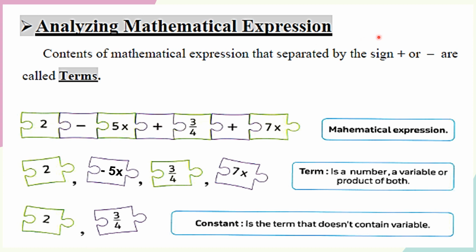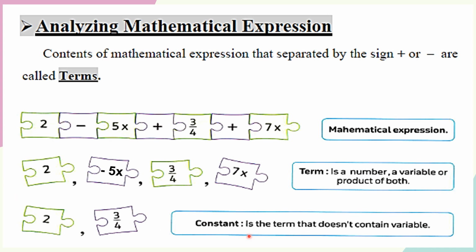Analyzing mathematical expressions. The parts of a mathematical expression that are separated by the sign plus or minus are called terms. If I have here 2 minus 5x plus 3 over 4 plus 7x, this is called a mathematical expression. When we separate it, it will be 2, negative 5x, 3 over 4, and 7x. A term is a number, a variable, or the product of both. So 2 is a term, negative 5x is a term, 3 over 4 is a term, and 7x is a term. So we have 4 terms here.